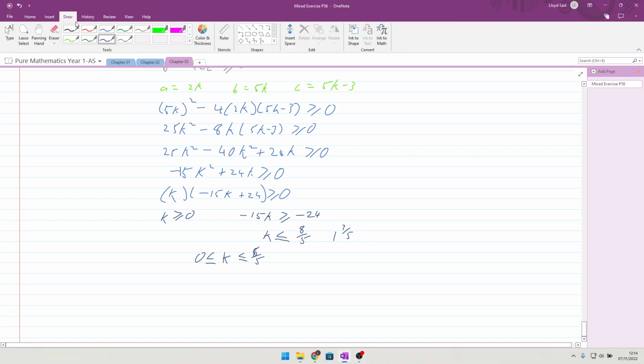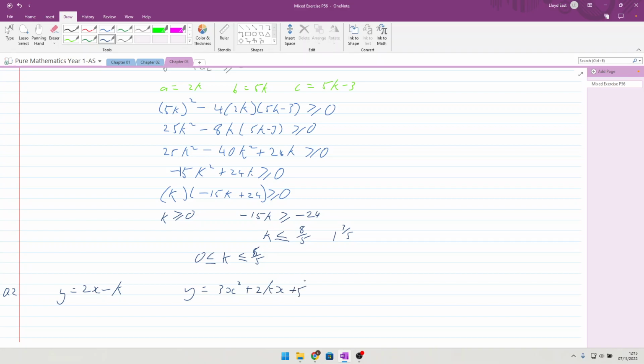Right then, final one of this chapter, question 2. A straight line has an equation of y is equal to 2x minus k, and a parabola has an equation of y equals 3x squared plus 2kx plus 5, where k is a constant. Find the range of values for which the line and the parabola do not intersect.